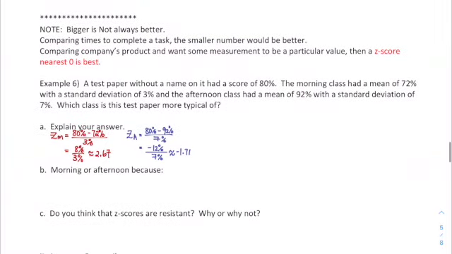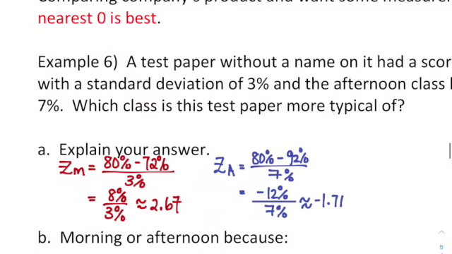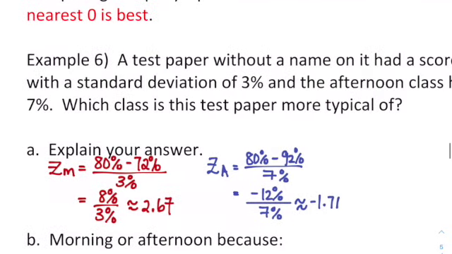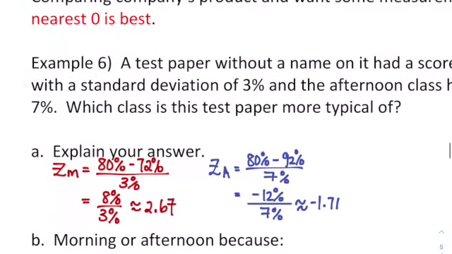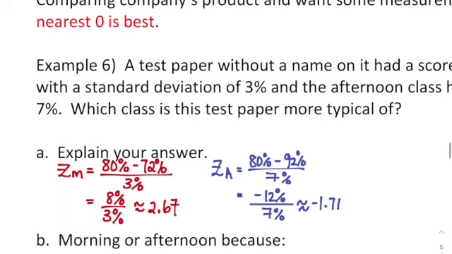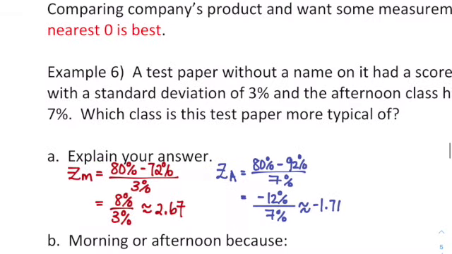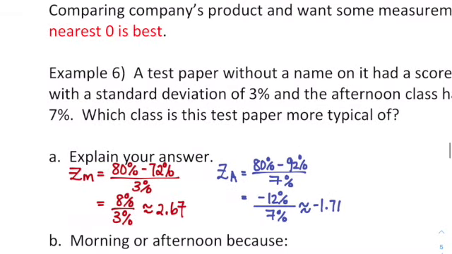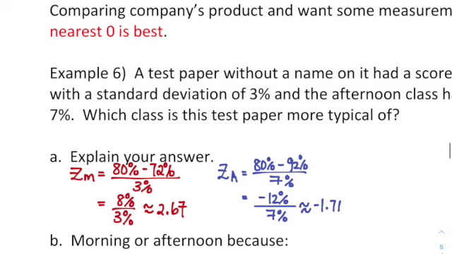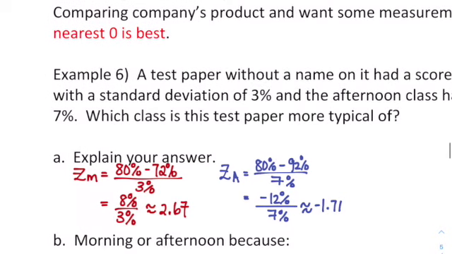Working out the numbers on the z-score, morning is 2.67 and afternoon is negative 1.71. Now, negative doesn't mean it's a bad number. It just says I'm on the left-hand side of the mean and I'm 1.71 standard deviations away. And the 2.67 is on the right-hand side, which is positive, and that is 2.67 standard deviations away. So which one do you think is more typical?